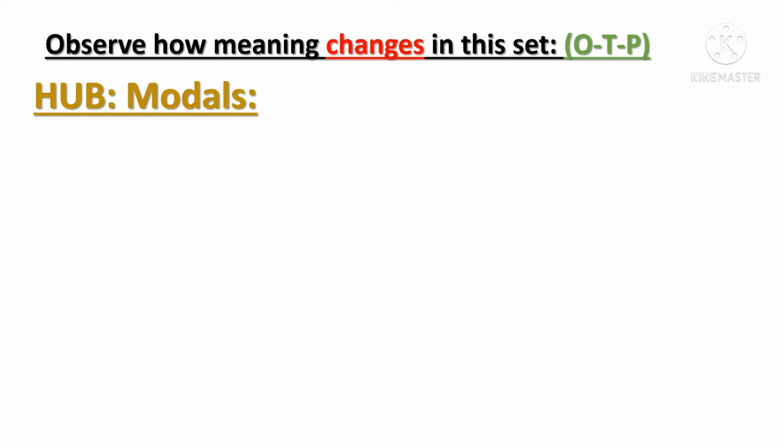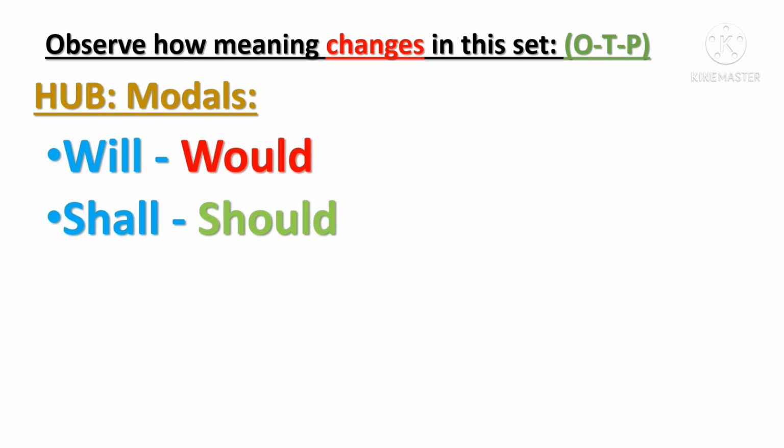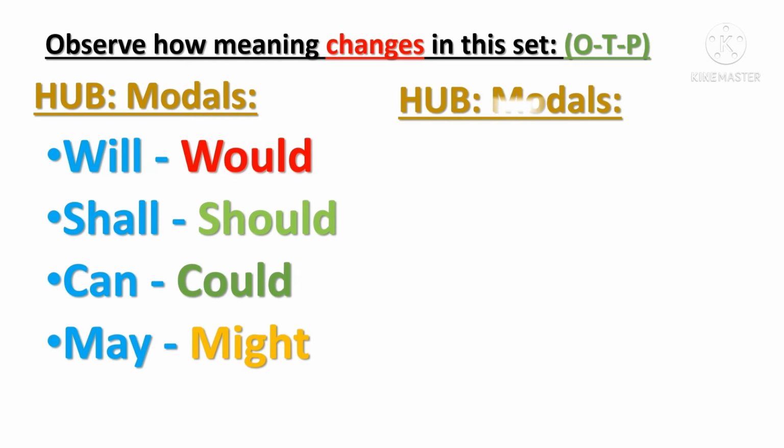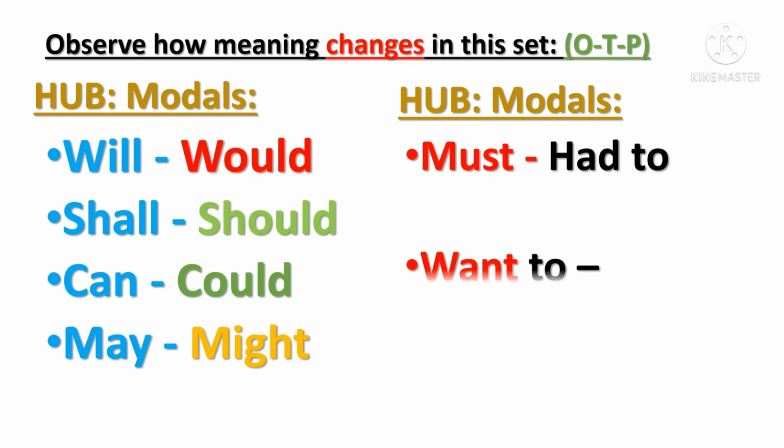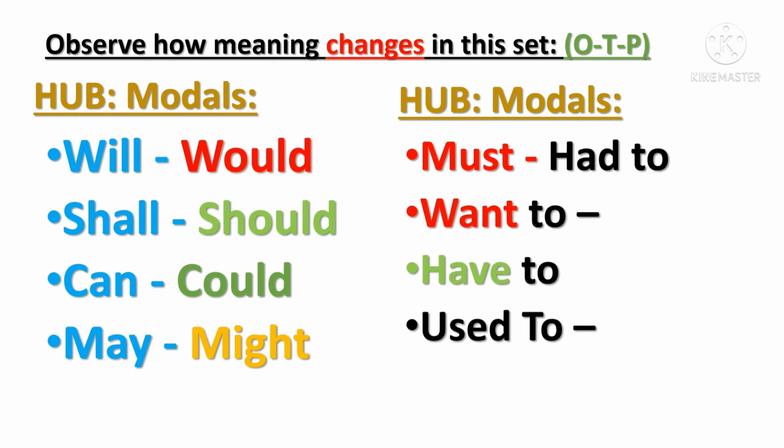Observe how meaning changes in this set. Will, would, shall, should, can, could, may, might, must, had to, want to, have to, used to, ought to. Look at how the meaning changes. If you say will, it has got something, and if you use would, there is a difference. When you want to speak something about past, you would use would, or when you want to be a little softer, you will be using would or could, such type of words.